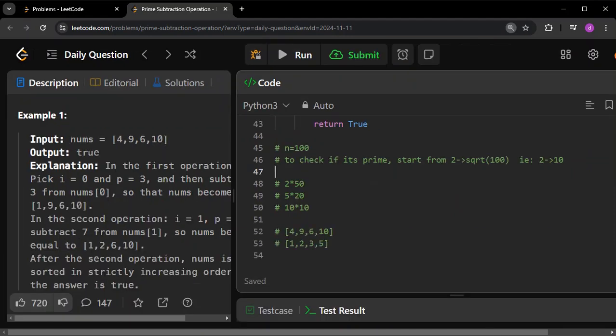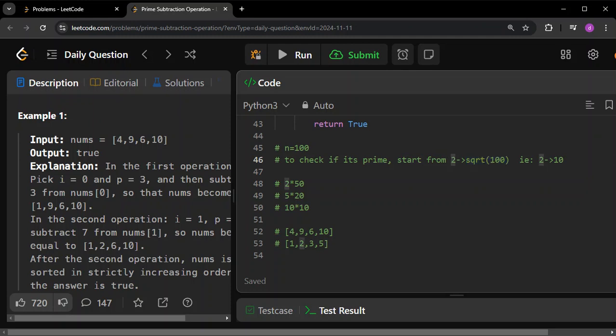So what I am going to do is, to check if it's a prime number, I'm talking about n equal to 100, just as an example. Start from 2. 2 is the smallest prime number, so you have to start from 2. That is fine, but I will go till the square root of 100, that is, the square root of the number itself.